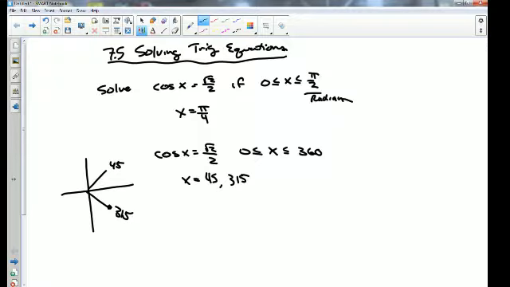Okay, but over here, cosine's negative, right? So we don't consider those. And so there's how you might change your answers on that one. Let's see what that means.